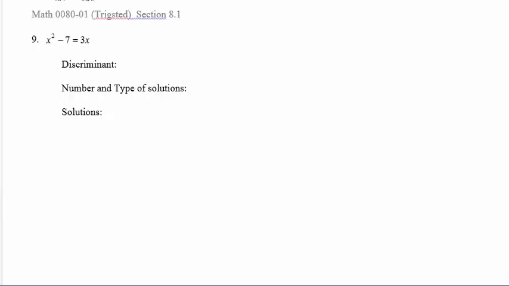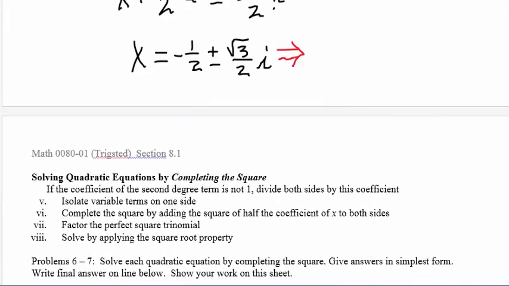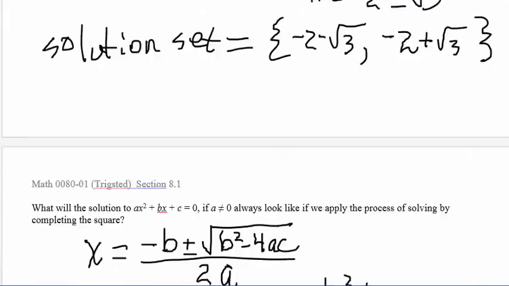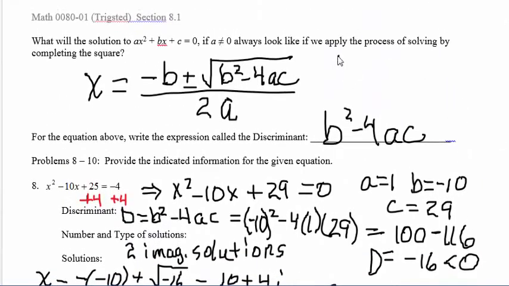Okay, so here I have another equation that I want to solve. x squared minus 7 equals 3x. So when I use the quadratic formula, which is what I get here, this is called the quadratic formula. And you do need to know that by heart.